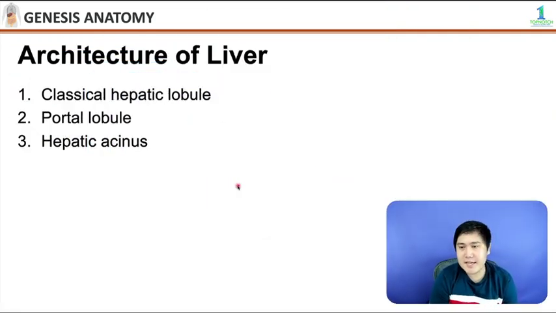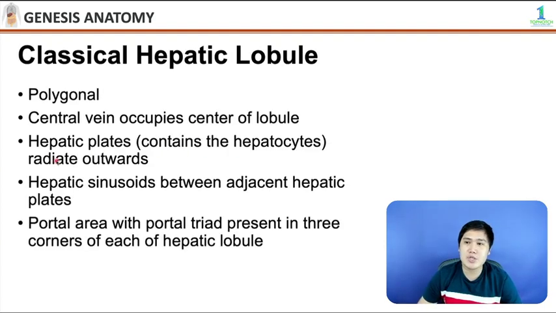So histologically, there are differences. There are three described architectures of the liver. You have a classical hepatic lobule, a portal lobule, and a hepatic acinus. Let's describe each.